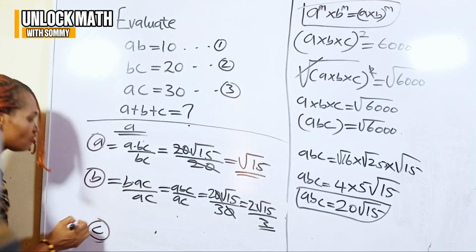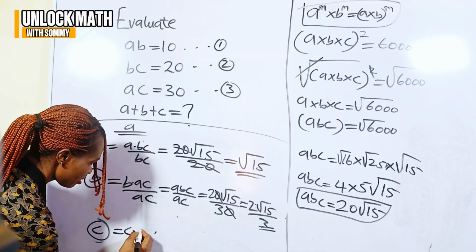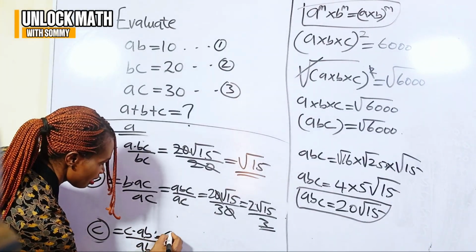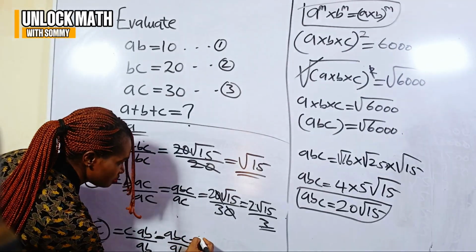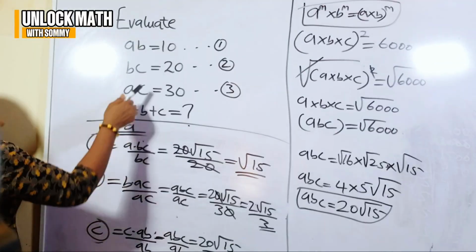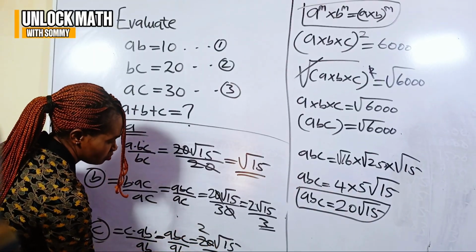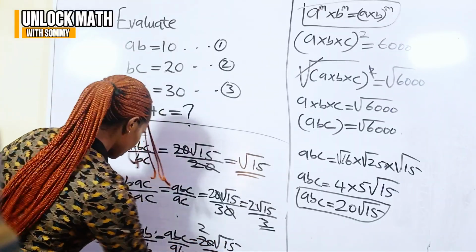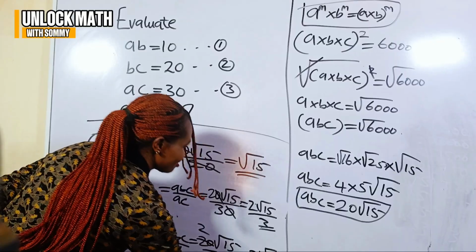Now, how do we get the value of our C? We now have C equals C multiply AB, all divided by AB, which is the same thing as ABC divided by AB. And our ABC is 20 root 15, all divided by our AB, which is 10. And when we cancel out, 10 goes into itself, we have 1. 10 goes into 20, we have 2. Therefore, the value of our C is 2 root 15.